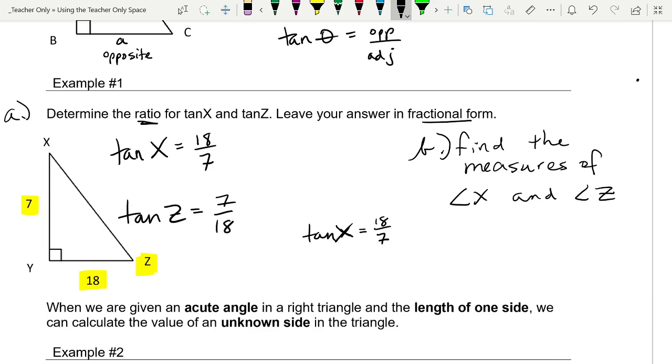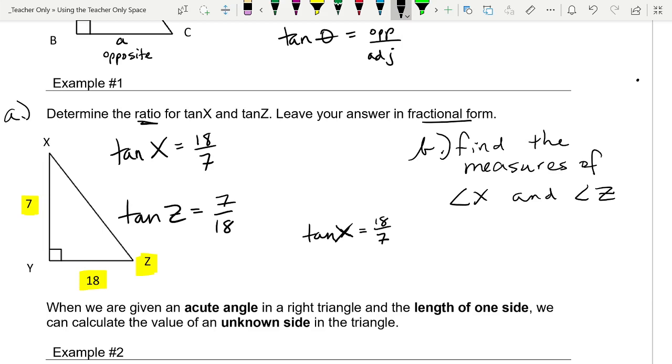How do I figure out how big angle x is? I ask the calculator the opposite question that we asked it a minute ago. A minute ago, we asked our calculators, hey calculator, how big is the ratio for a 45-degree angle? Well, now we're going to ask the opposite. We're going to say, hey calculator, I got this ratio. It's 18/7. How big is the angle?